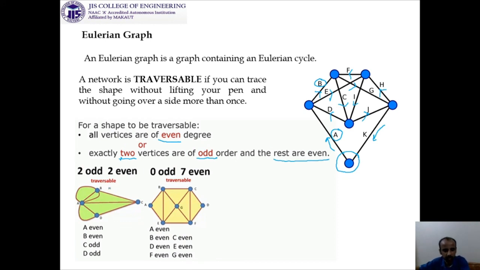So let us check this one. If you take this particular graph, here the vertex A is even: 1 2 3 4 5 6. B is even: 1 2 3 4. C is odd: 1 2 3, and D is also odd: 1 2 3. This graph falls into this category, and this graph is traversable. Now if you take this one, you can count it by your own observation, that here all the vertices you are getting are even. So this graph falls into the first category. Both are traversable.